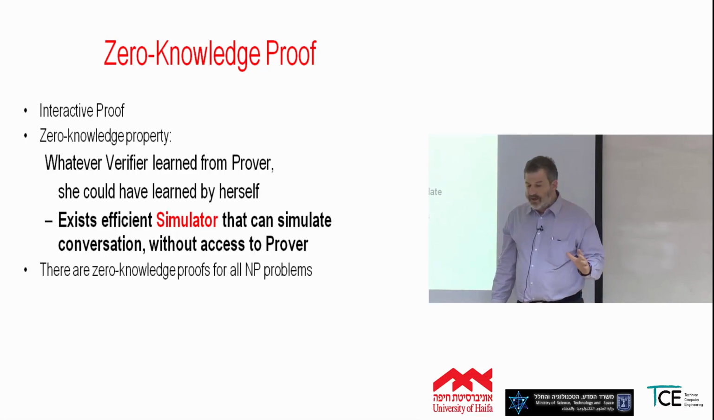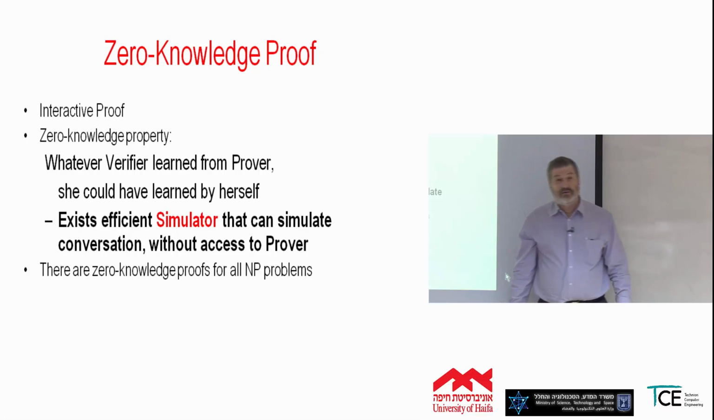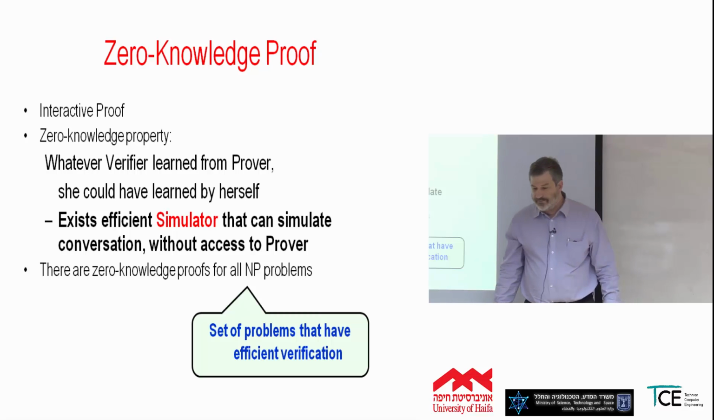And the important fact is that there are zero-knowledge proofs for all NP problems. For all problems that can be checked efficiently if you are willing to give away the solution, there are zero-knowledge proofs for all such problems. And that's the amazing fact, GMW 86.